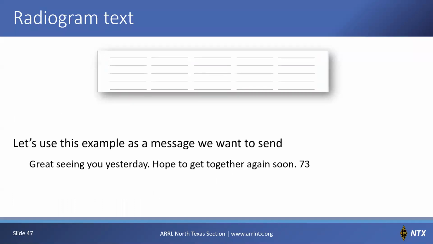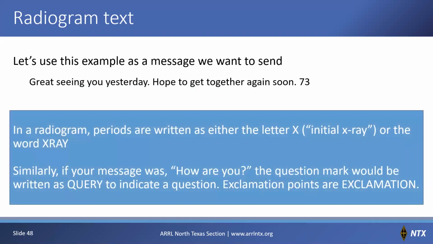So let's use this message as an example: "Great seeing you yesterday. Hope to get together again soon, 73." So the way that we start translating this is first we have to get the punctuation backed out. Remember I talked about how those get changed. In radiogram traffic, periods are written as either the letter X, which is said as "initial X-ray," or the word "X-ray." Both work just fine. And if someone's sending it to me on the air and they say "initial X-ray," then I'm writing the letter X. If they say "X-ray" without "initial" in front of it, well then XRAY is what goes on the form in front of me. So, back to that word for word and letter for letter.